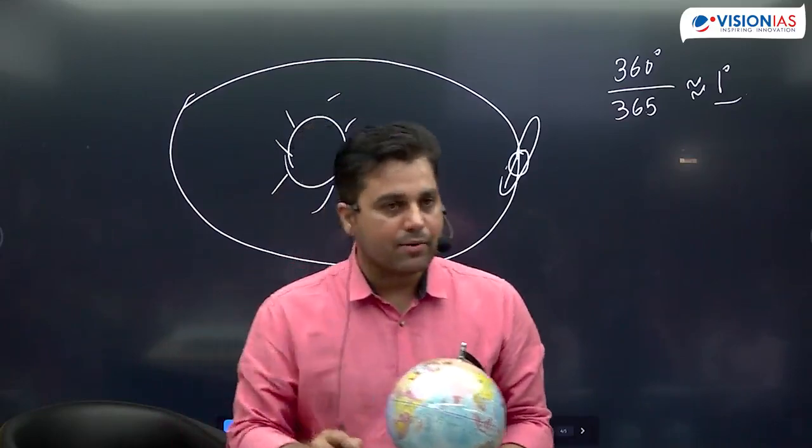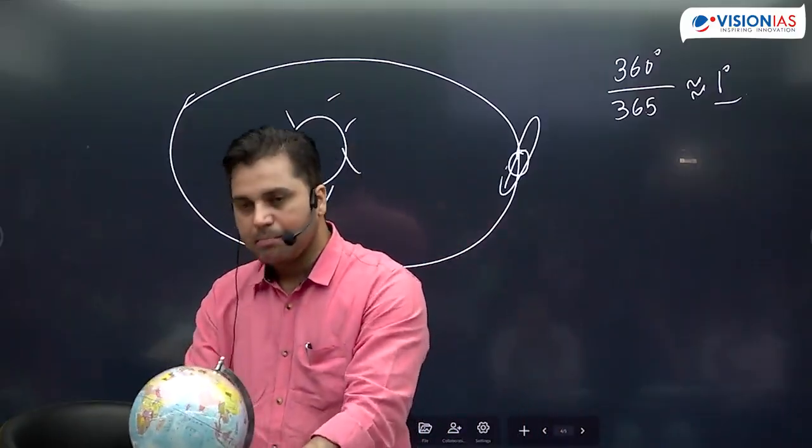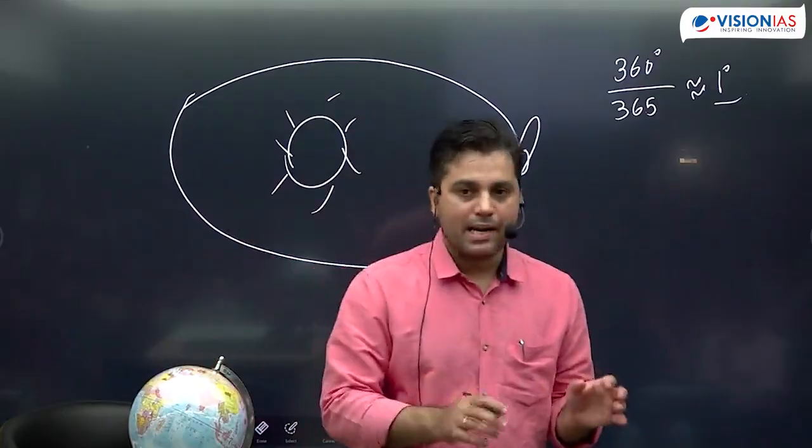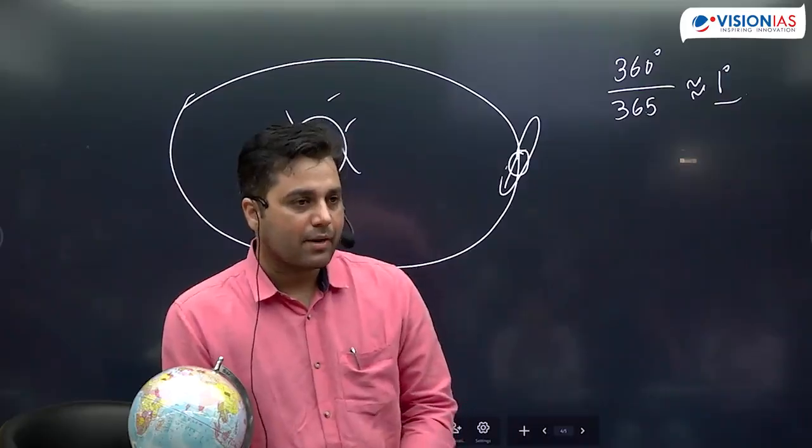Now why are we doing that? That is a very important question again. Why we are doing that is very simple, because we want to collect data about a particular location on earth in the same amount of lighting and shadow.